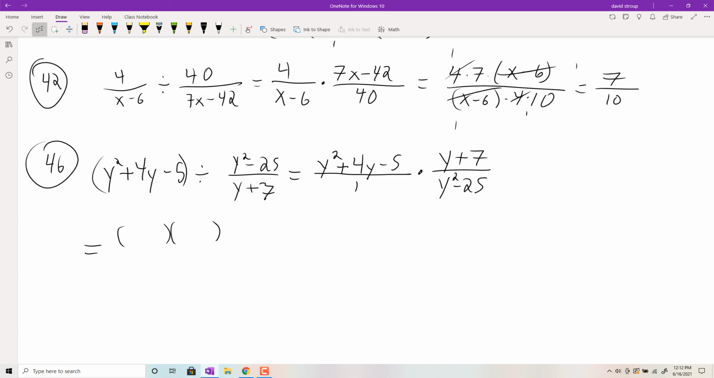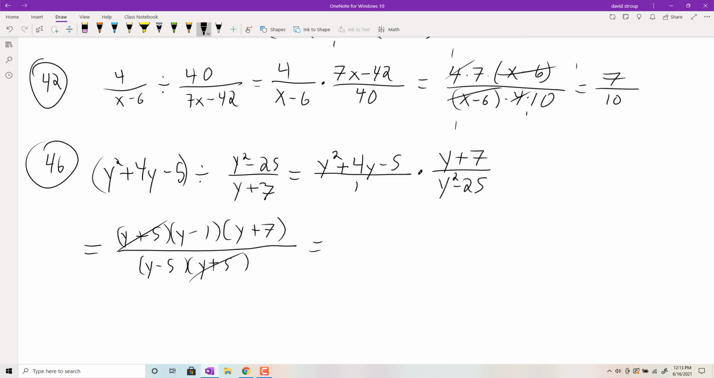Okay, so now I can factor that trinomial, I believe, I hope. And then I got the y plus 7 downstairs. I could easily factor the y squared minus 25, y minus 5, y plus 5. Okay, numerator y and y, it's got to be plus minus, and then 5 and 1 with the bigger one positive.